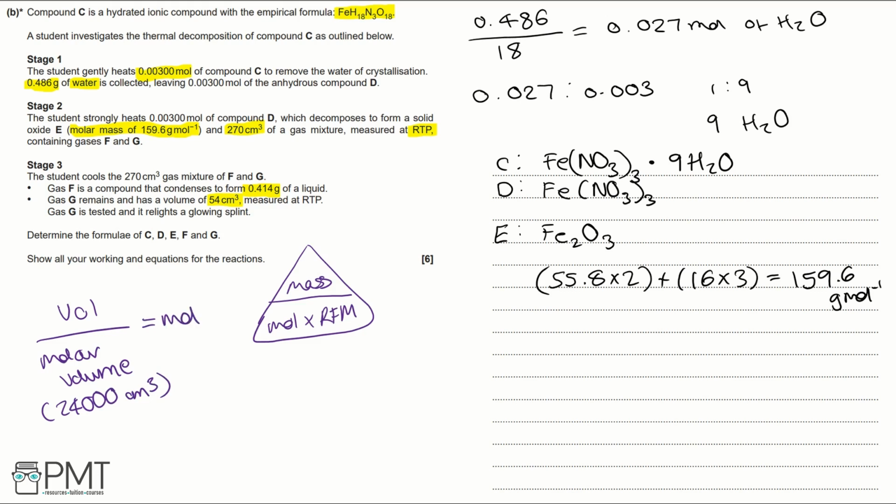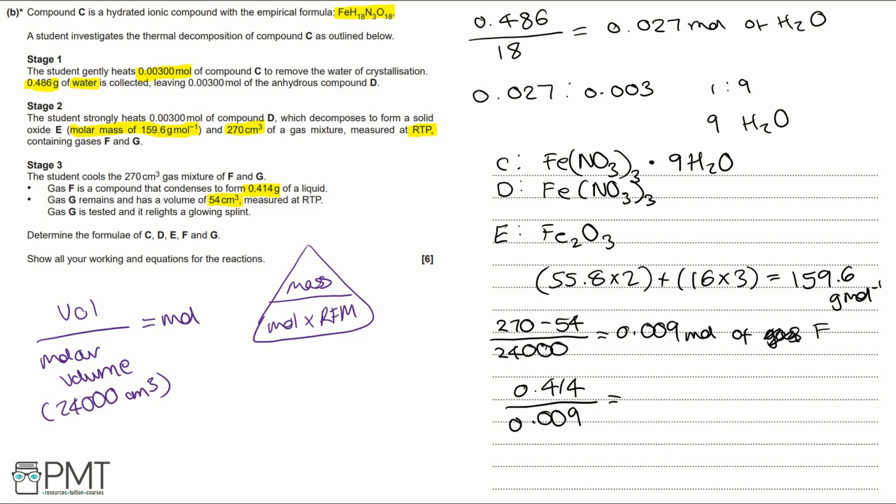And then we're going to use the equation triangle to work out the relative formula mass of gas F. So that would be 270 minus 54 divided by 24,000, and that gives us 0.009 moles of F, because it's not a gas, it condenses to a liquid. But using these moles and the mass, we can work out its relative formula mass. So that would be 0.414 divided by 0.009, and that equals 46 grams per mole. So that is equal to NO2 as the gas F.